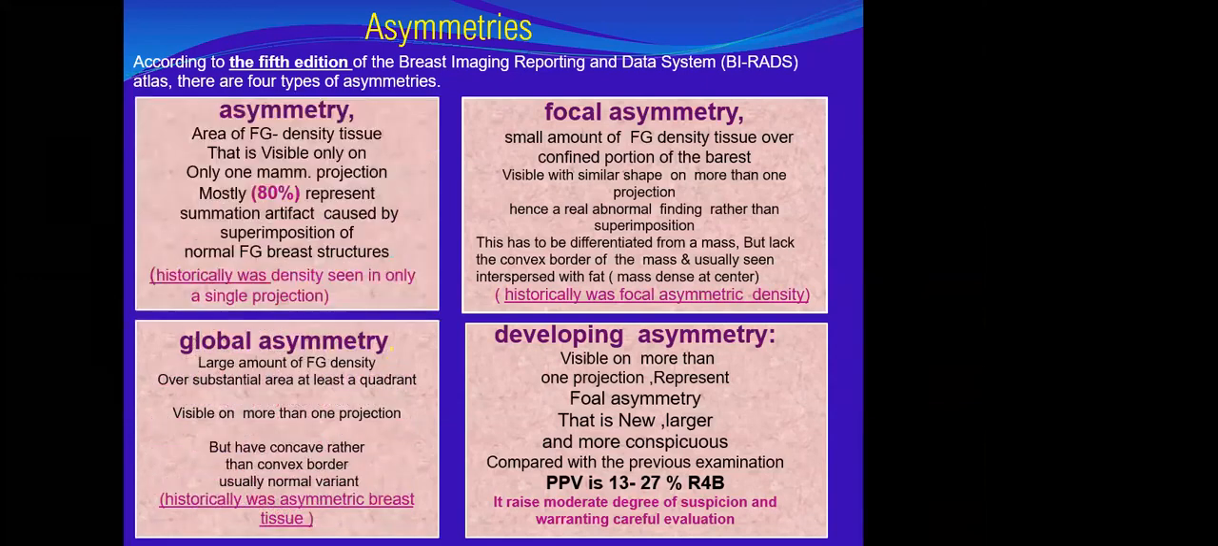Asymmetry is the same fibroglandular density without a mirror image. However, it's seen in a single projection, either CC or MLO view, and not seen in the other standard projection. Almost 80% represent summation artifact caused by superimposition of fibroglandular tissue, and historically was called density seen in only a single projection.